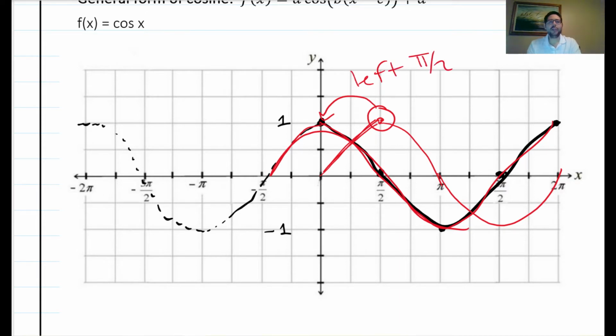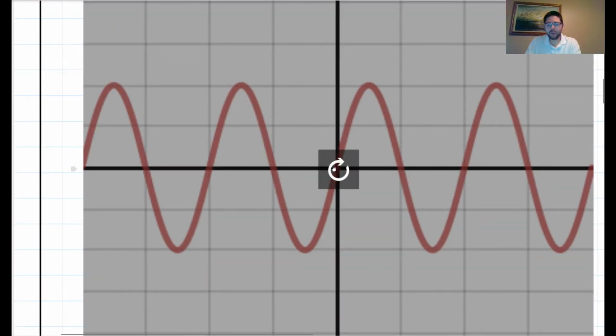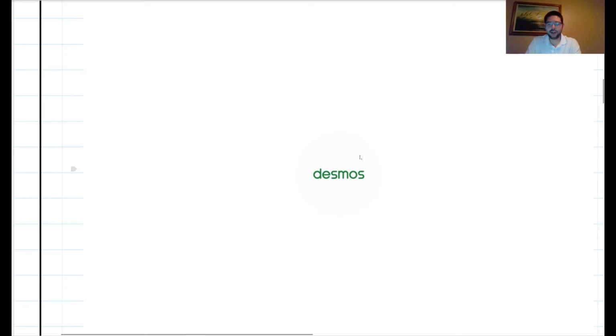Similarly, if I were to take the cosine and move it to the right pi over 2, I will arrive at the sine graph. So we're going to actually show you this using technology here. We're going to show you this on Desmos to kind of illustrate this idea that the sine and the cosine are really the same graph.